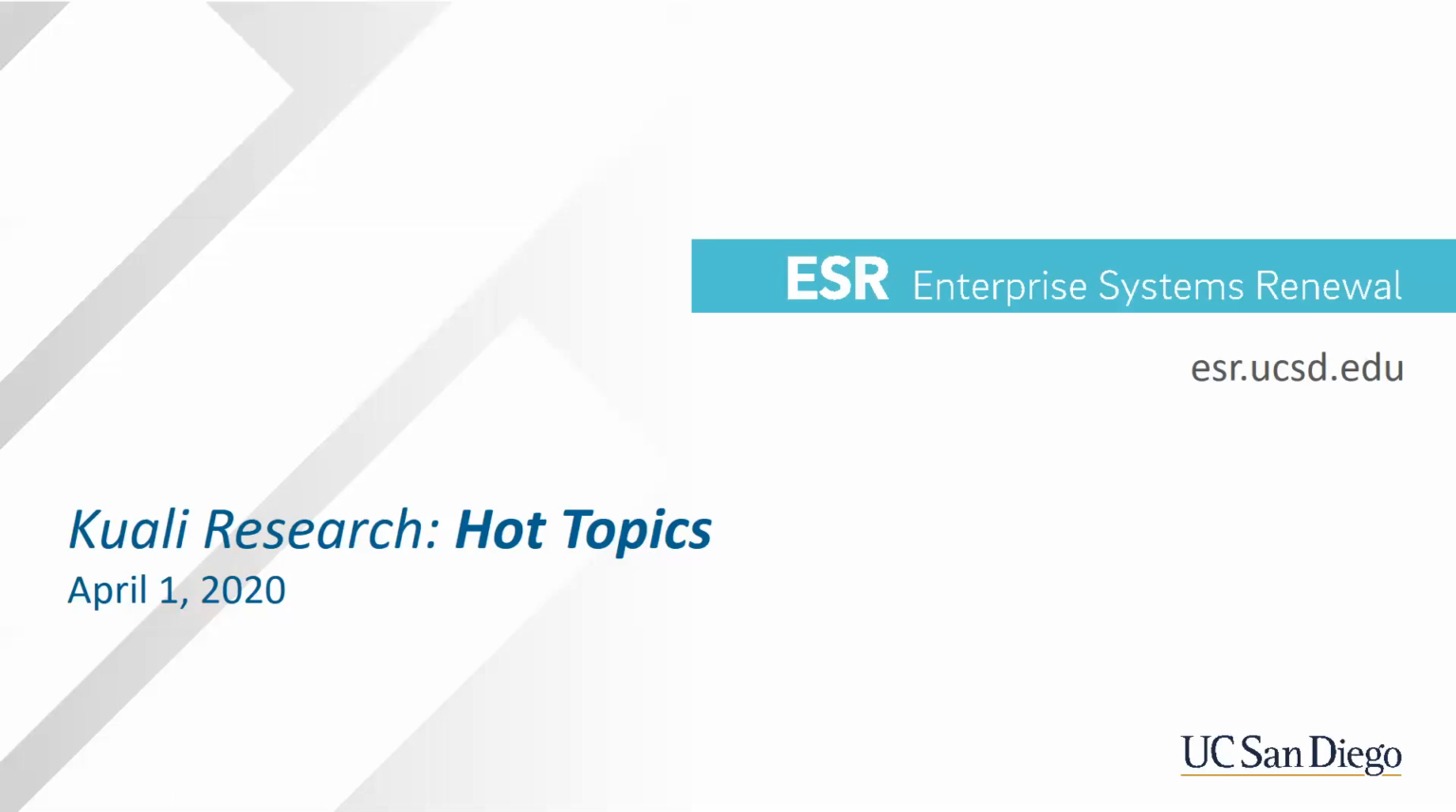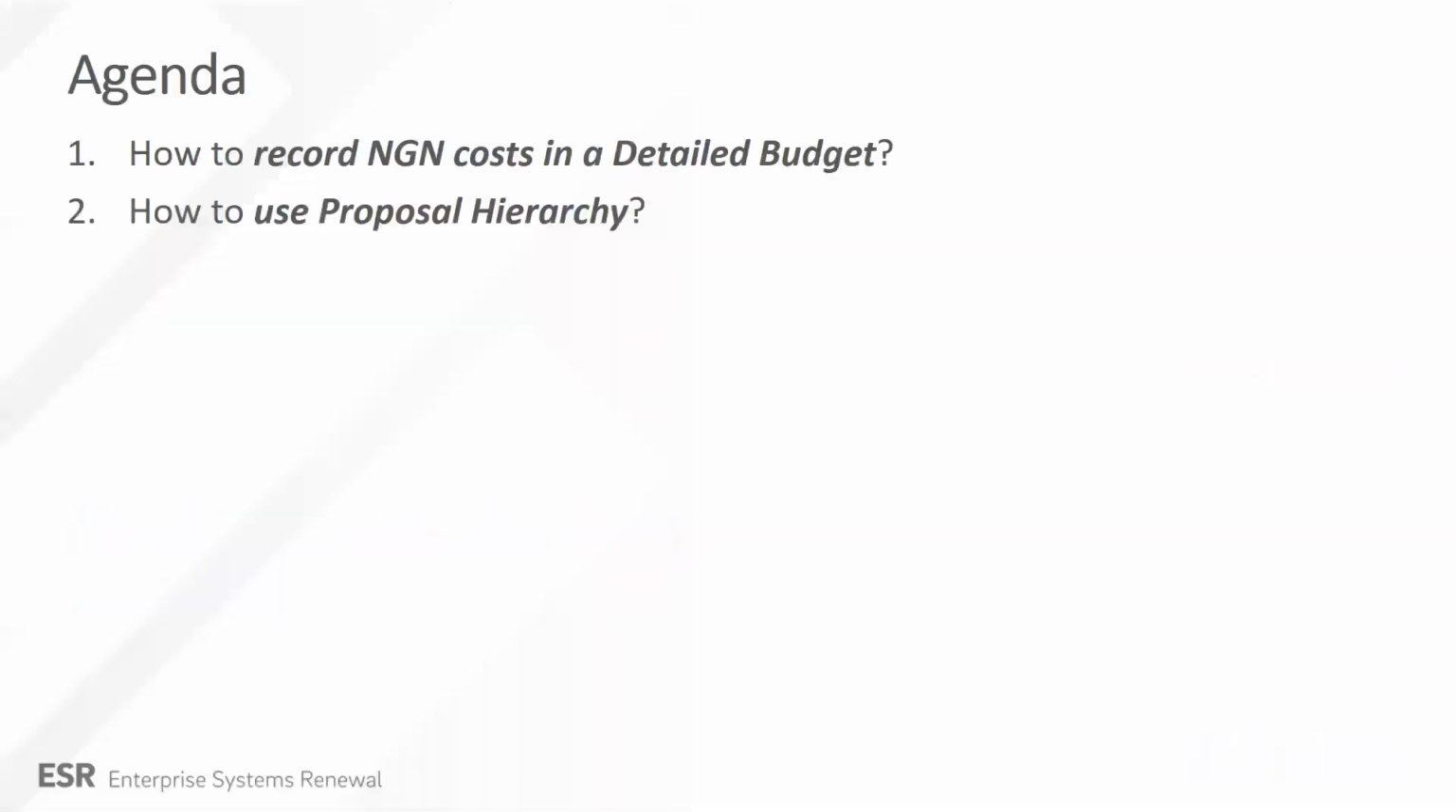So let's get started and take a look at the agenda. Somebody last month asked us about showing them how to record NGN costs in the budget. So I'll quickly go over that, and then we'll also be discussing proposal hierarchy today.